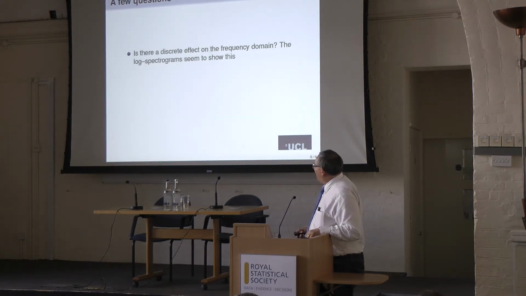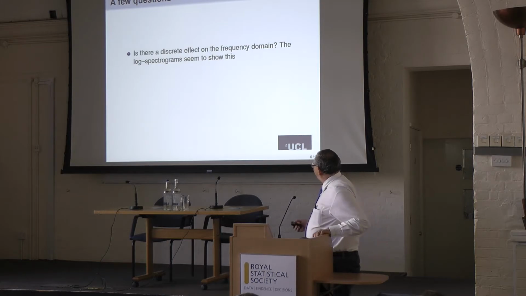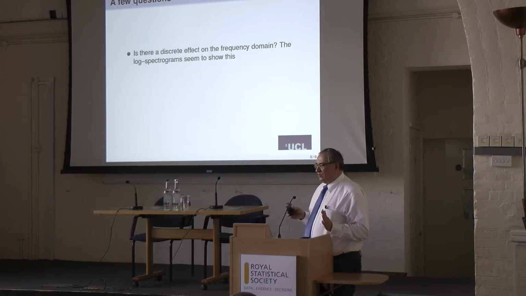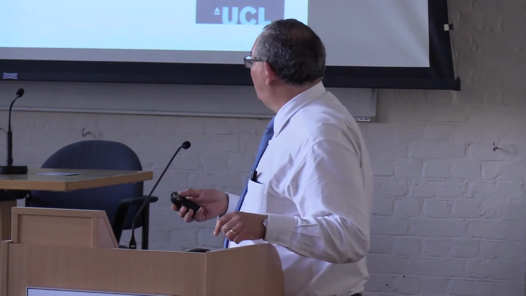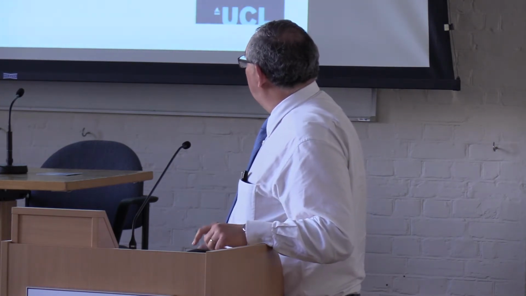Well, I have quite a few questions about that. Is there a discrete effect on the frequency domain? Some of the log spectrograms seem to have sort of ridges around. And I wonder if that's due to the frequency at which the samples were taken, 16 kilohertz. I wonder if you could even expand the range from 16 to something else and avoid that discretization problem. I mean, it's very easy to say that. I'm sure the computations are horrendous, but it's just a question.